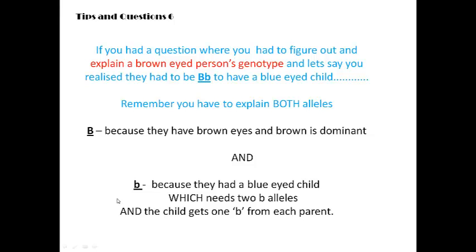Our next tip is if you had a question like this, where you had to figure out and explain, for example, a brown-eyed person's genotype. And let's say you realised they had to be big B, little b to have that blue-eyed child. So you're attempting to explain why the parent is big B, little b. But remember, you have to explain both alleles. You have to say, and this is the bit a lot of you miss out, they have a big B because they have brown eyes and brown is dominant. And then you can go ahead to say, and they have a little b because they had a blue-eyed child, which needs two little b alleles, and the child gets one from each parent. Again, to explain the big B, little b genotype, you need to say these four ideas.